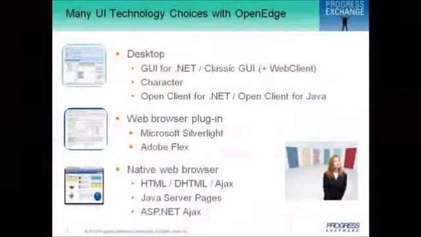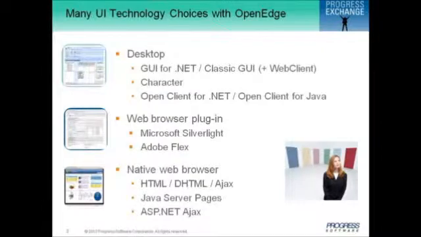The third type of application is a native browser app. These are UIs made up of static and dynamic web content. If you add in Ajax, you can provide a rich Web 2.0 style user interface that asynchronously accesses data without requiring a full page refresh. These applications can access data using WebSpeed or App Server. Starting with 10.2b, Pro datasets and temp tables can be serialized to JSON, which is a common protocol for communication in Ajax.